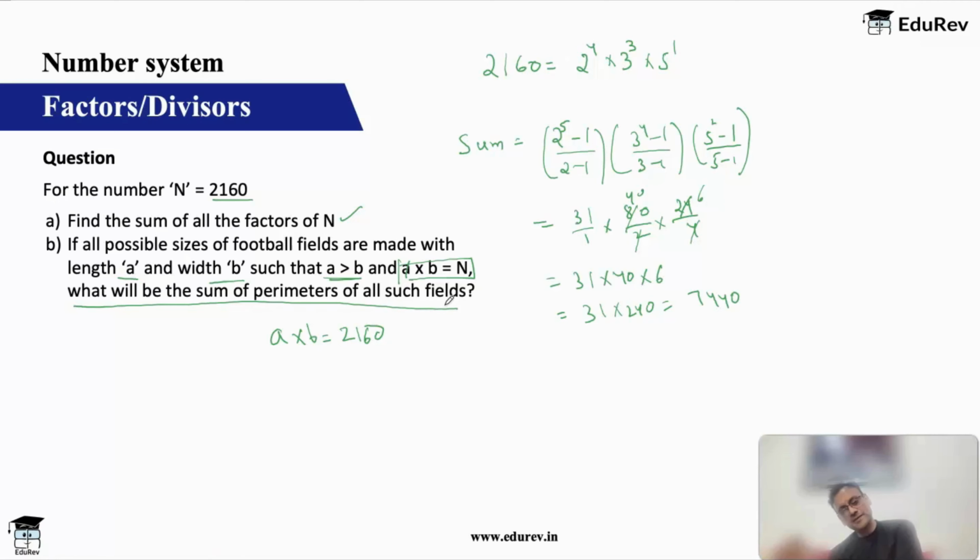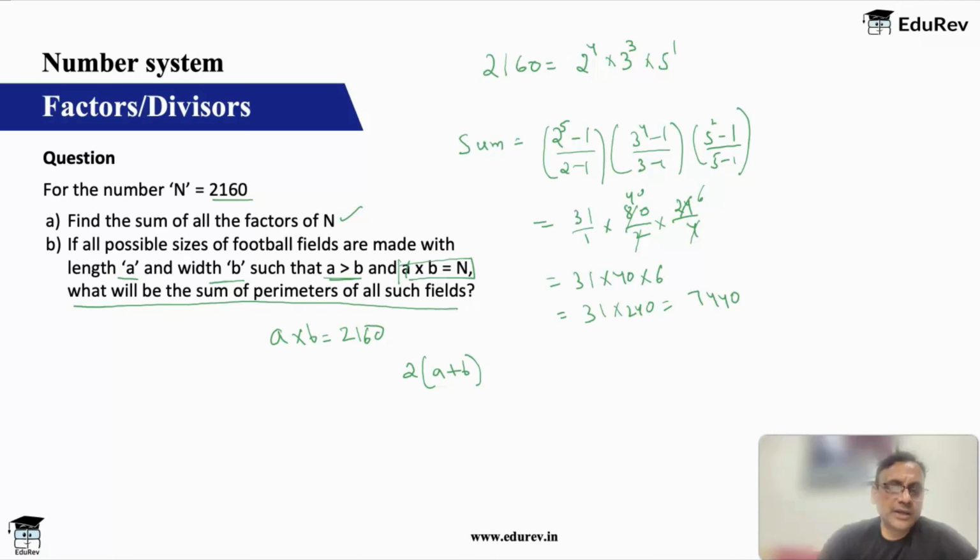Okay, so interesting question. So basically A into B is your product of two factors concept. Then we want the sum of the perimeter. Now if you have a football field A into B, I hope you remember the sum of the perimeter is 2 into A plus B.